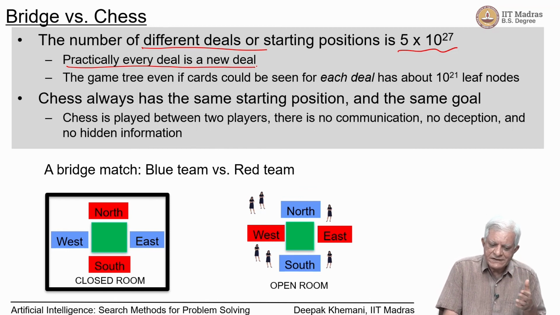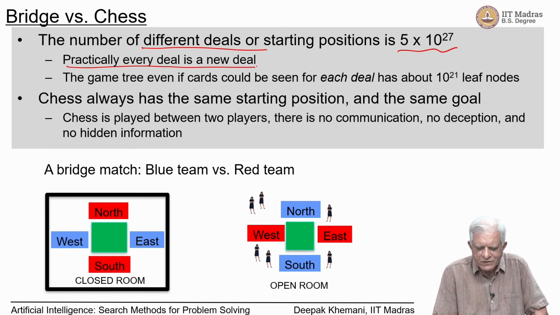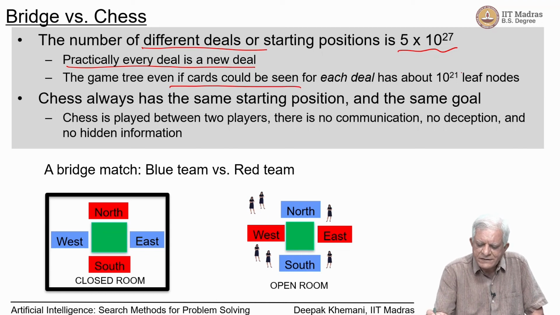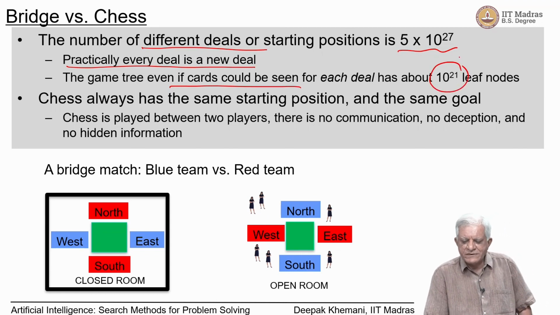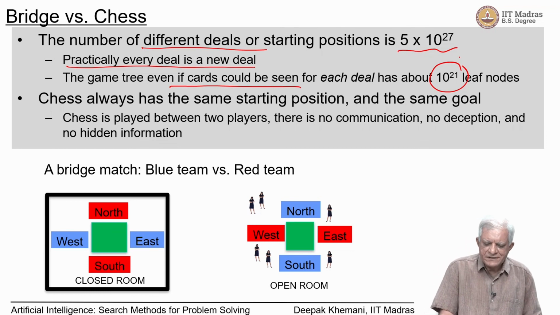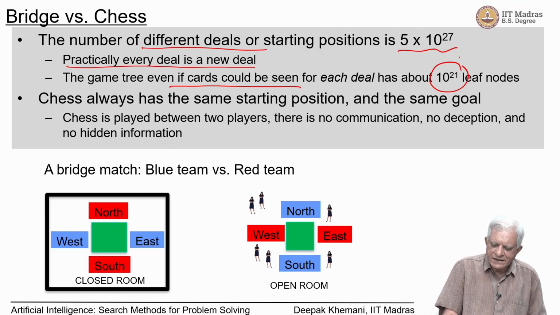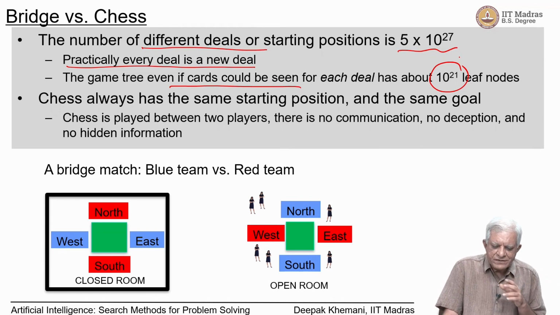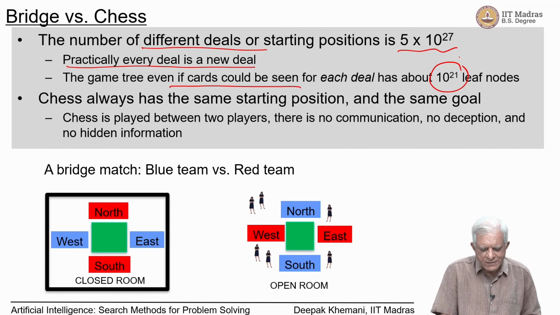Another key difference between chess and bridge is that in chess you can see the board and you can see what moves the opponent can make. In bridge you can't see what the other player is holding. So, even if you could see the cards of other players, a game tree would still have 10 raised to 21 leaf nodes. Whereas chess has the same starting position, the same goal position, that you have to checkmate the opponent's king. In bridge, the goal is set in the bidding phase, and that has to be achieved in the play phase. So, it is a much more complex game.